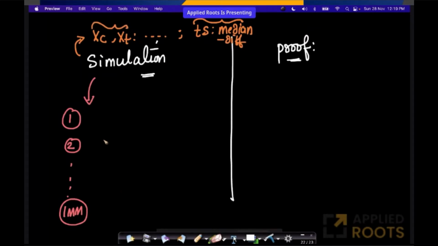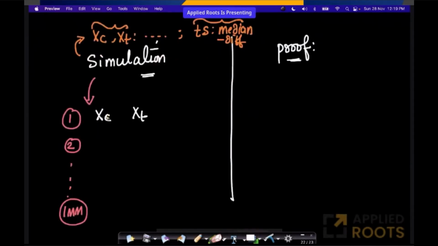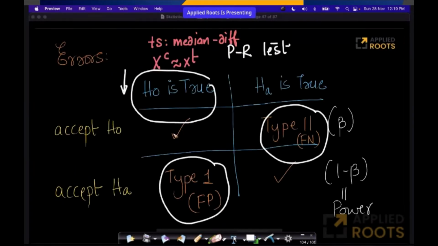So in this simulation, let's go step by step. We first generate some data XC and XT. Let's see this column first. We will generate XC and XT coming from the same distribution. We'll synthetically generate this data through a simulation, which means the null hypothesis is actually true. When the null hypothesis is actually true, we will generate a similar setup many times, and we'll count how many times we accept the null hypothesis and how many times we accept the alternative hypothesis.